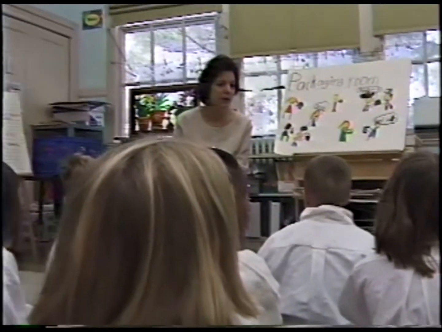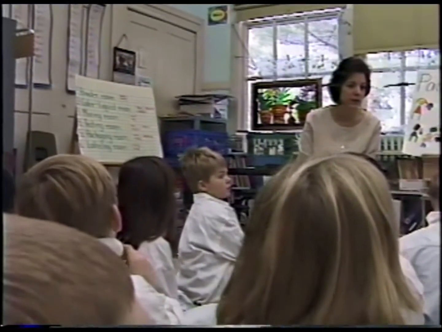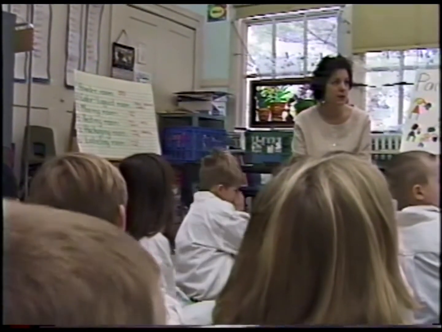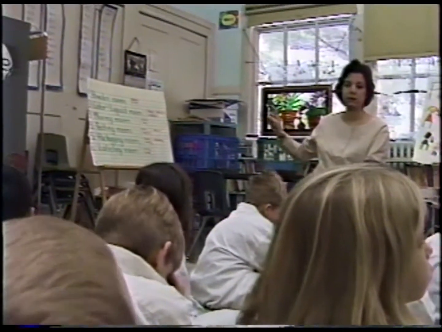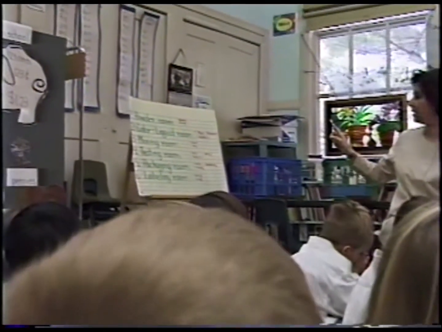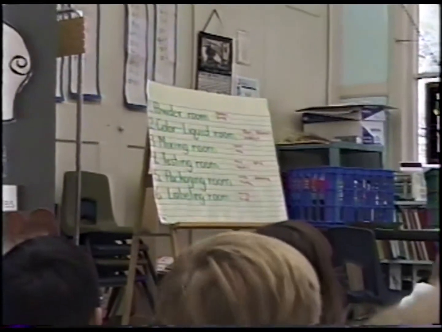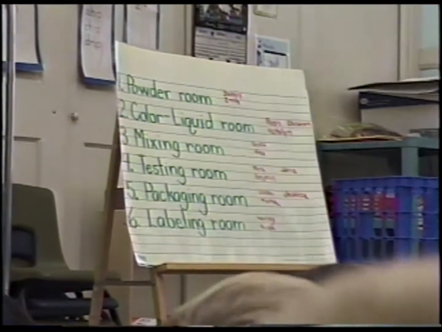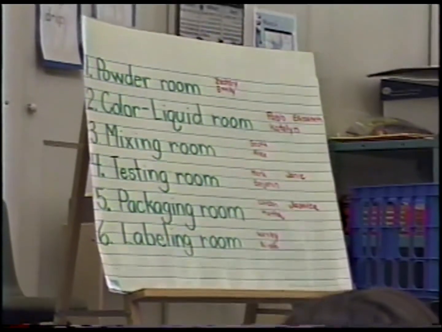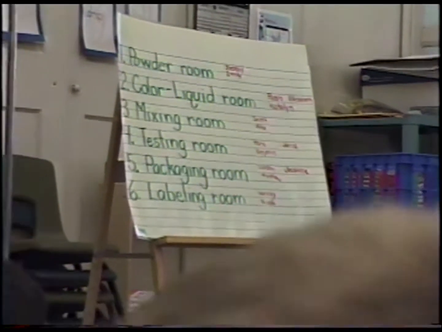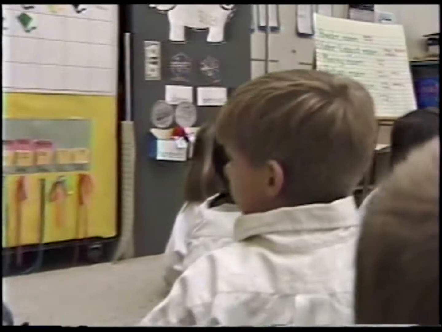Then after you get a few containers, where are you going to move the container of cornstarch to? The color liquid room. Station number 2, room number 2. Who are the people working in that room? Papa, Elizabeth, Caitlin. Okay. The children planned every area, what we would call each room, and they worked on getting it set up.